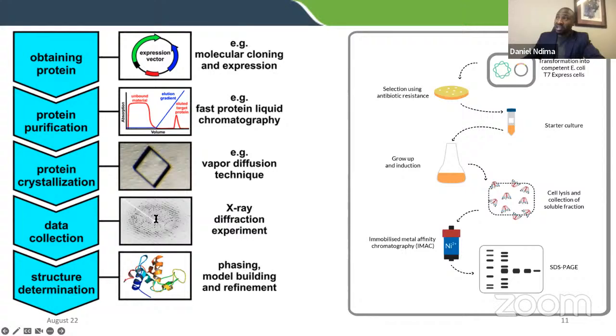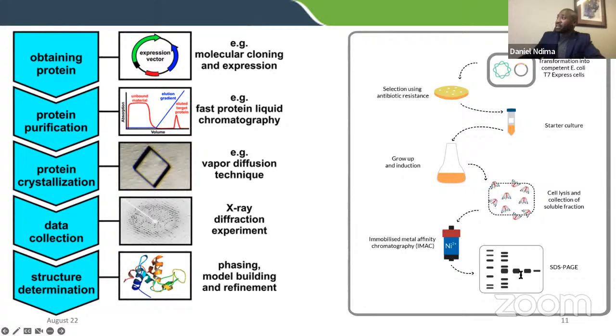We use what we call a synchrotron in France and other parts of the world where we actually diffract these crystals. And then we are able to use computer models to predict the structure of the crystallography. The process of molecular work starts from being able to clone your target genes in cells, produce them in E. coli cells, purify them, and get a molecule that is pure.